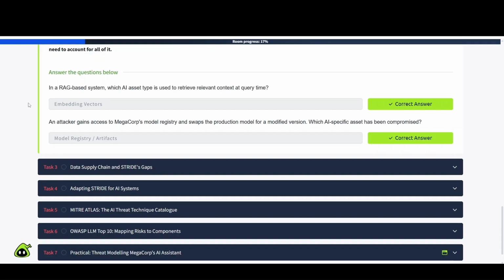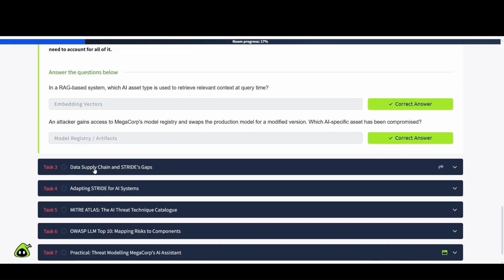All right, let's take a look at these questions. In a RAG-based system, which AI asset type is used to retrieve relevant context at query time? That's going to be embedding vectors. An attacker gains access to Megacorp's model registry and swaps the production model for a modified version. Which AI-specific asset has been compromised? That's going to be model registry / artifacts.